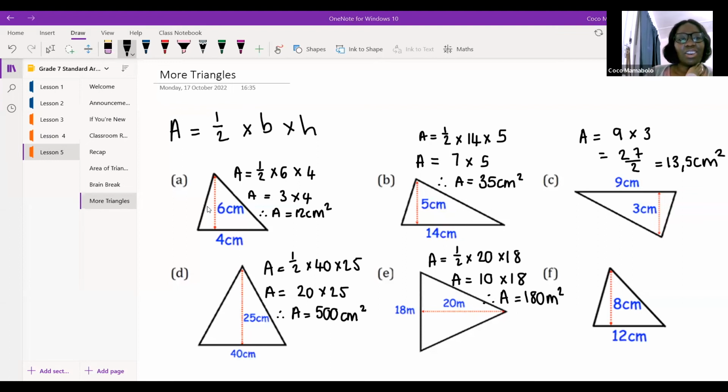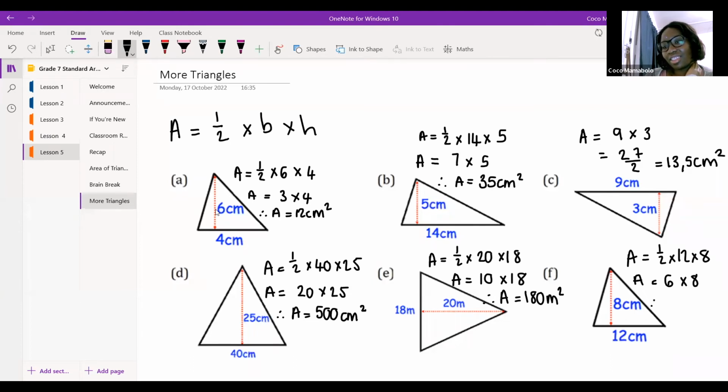Excellent. All right, Lwandle, can we do the last one together, my sweetie? Yes, ma'am. Area equals half times 12 times 8 centimeters. Excellent. Area equals 6 centimeters times 8 centimeters. Excellent.